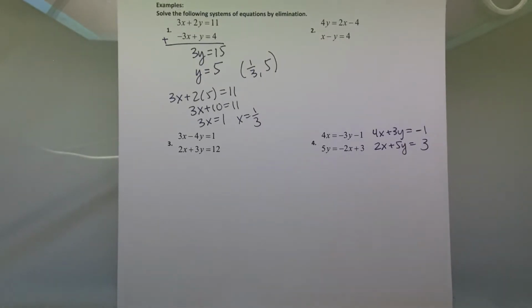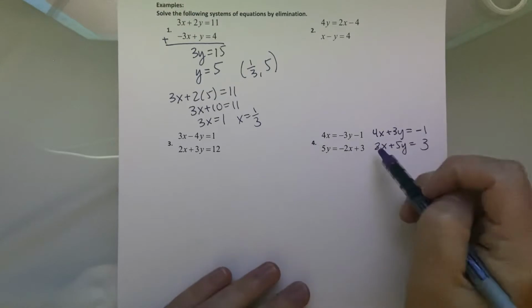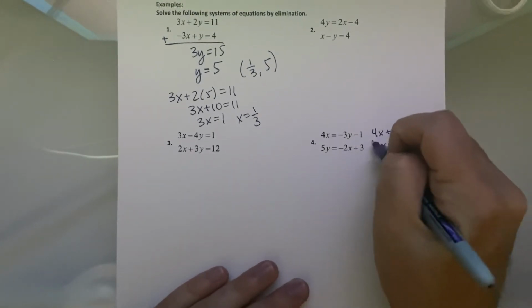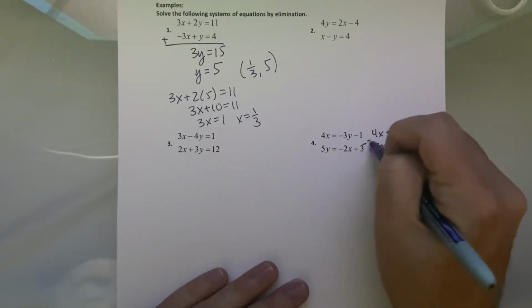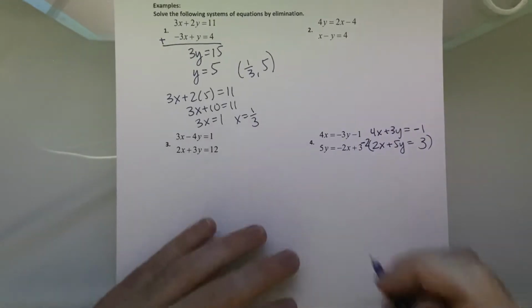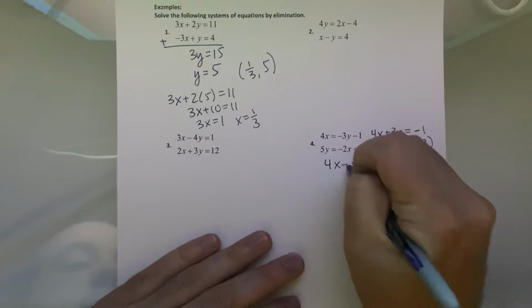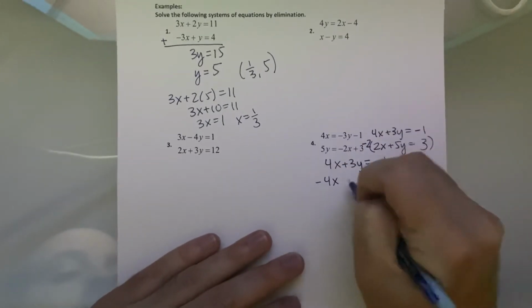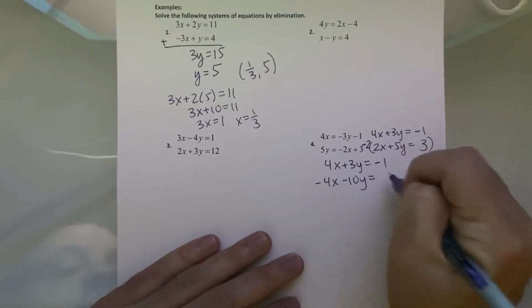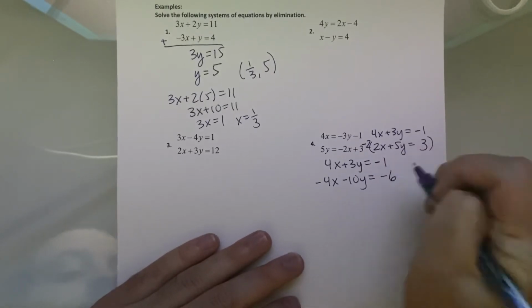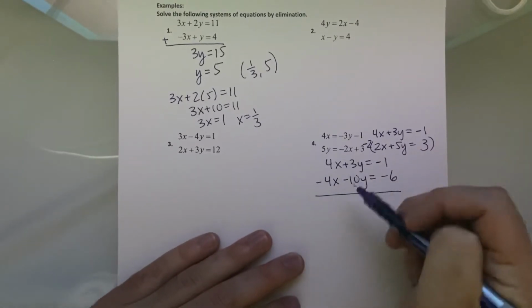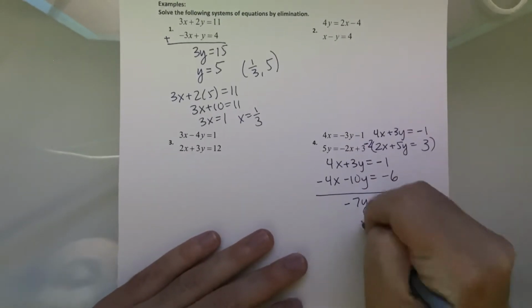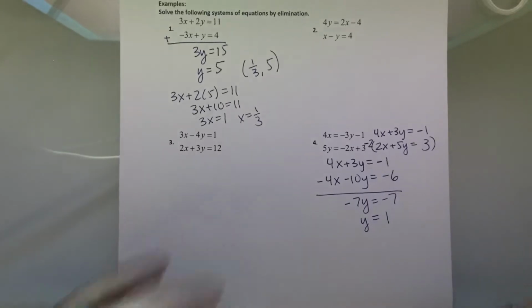You'd have to multiply both equations, so it's prone to be frowned upon. But to get the 2 opposite the 4, I need it to be a negative 4, which means I multiply this whole second equation by negative 2. So we've got 4x plus 3y equals negative 1, and negative 4x minus 10y equals negative 6. When I add these together, I get negative 7y equals negative 7, so y is 1.